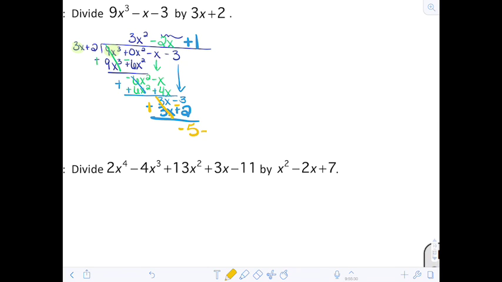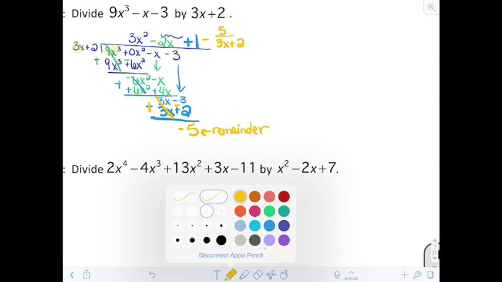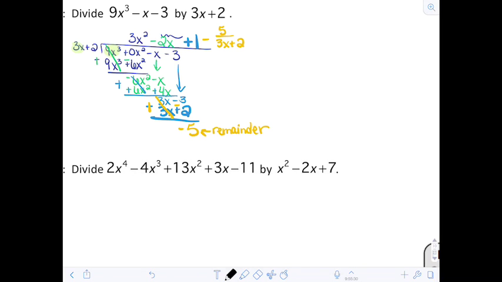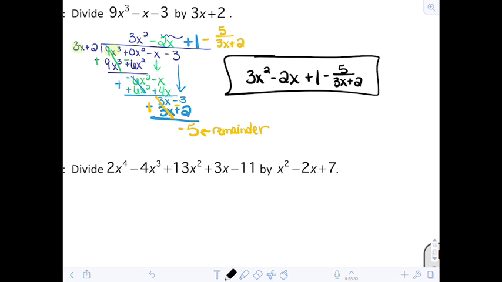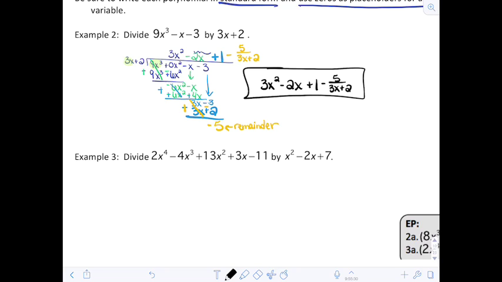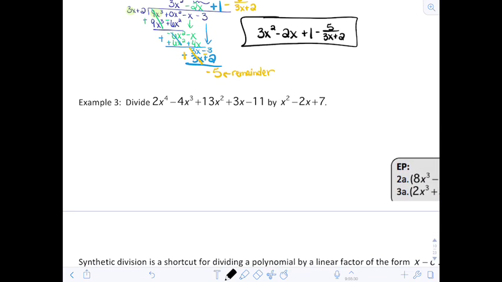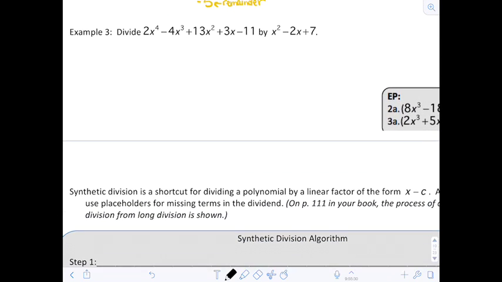And so again, what do we do with this remainder? We put it over the divisor. So minus 5 over 3x plus 2. Okay, so as we polish this up and put our final answer, my quotient is 3x squared minus 2x plus 1 minus 5 over 3x plus 2. And that is our answer for example 2. Okay, let's look at example 3.